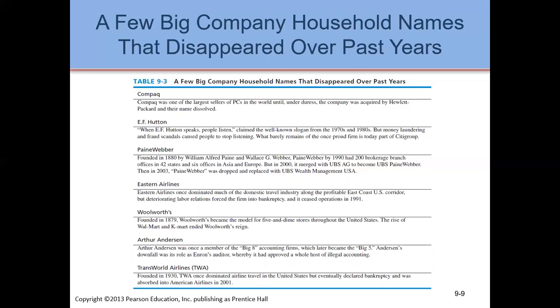Same happened with E.F. Hutton. When E.F. Hutton speaks, people listen, claimed the well-known slogan from the 1970s and 1980s, but money laundering and fraud scandals caused people to stop listening.